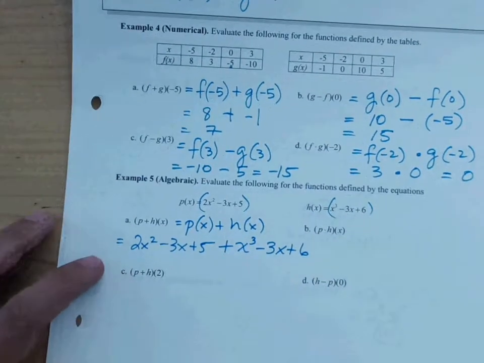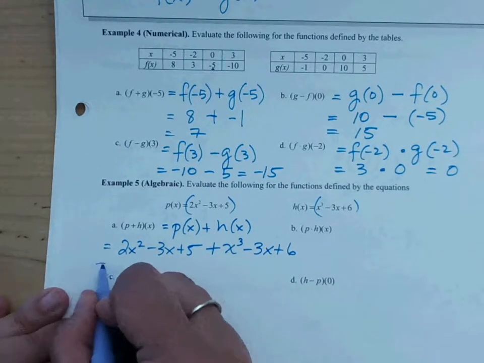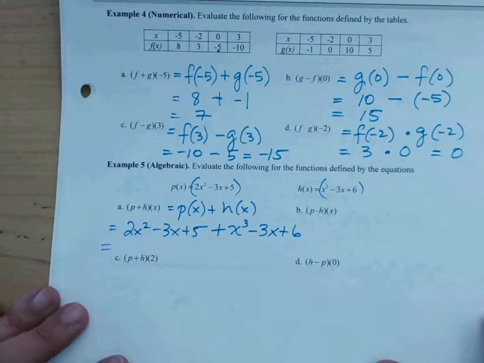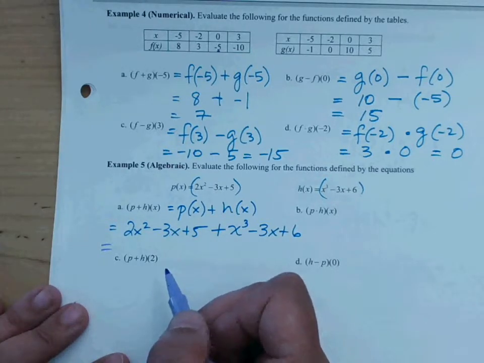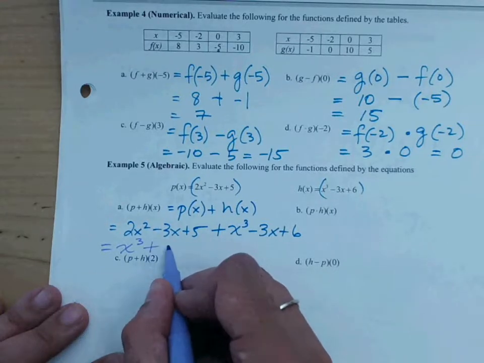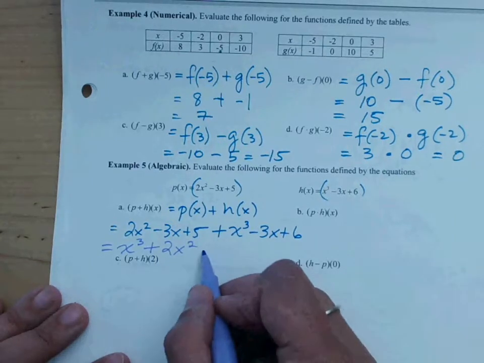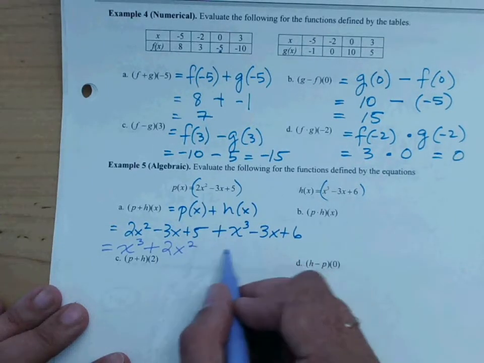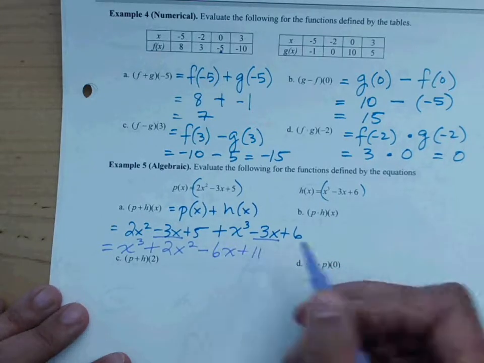Is there anything I can do to simplify that at all? Yes, I can. I can combine the like terms and I can write it in descending order. What would be the descending order combining like terms? It would start with x cubed as the first one, followed by, yes, 2x squared, because I'm adding these together, right? So I'm just going to keep adding. Plus or minus, what do I want to do next? Minus 6x, good, because these are like terms. And then lastly, plus 11, good.